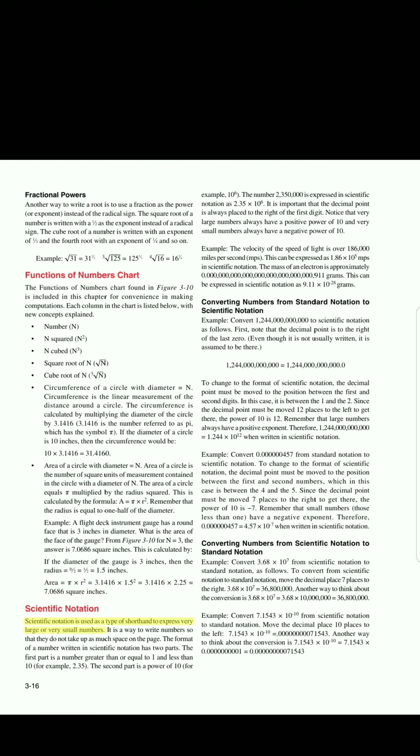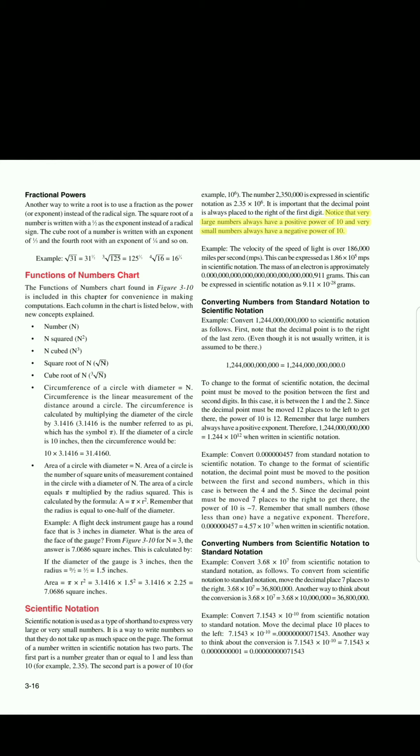Scientific notation. Scientific notation is used as a type of shorthand to express very large or very small numbers. It is a way to write numbers so that they do not take up as much space on the page. The format of a number written in scientific notation has two parts. The first part is a number greater than or equal to 1 and less than 10, for example, 2.35. The second part is a power of 10, for example, 10 to the 6th. The number 2,350,000 is expressed in scientific notation as 2.35 times 10 to the 6th. It is important that the decimal point is always placed to the right of the first digit. Notice that very large numbers always have a positive power of 10, and very small numbers always have a negative power of 10.